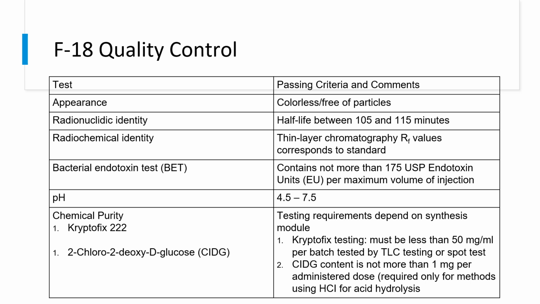The closer that it is to human pH, the better. And then chemical purity is measured one of two ways, either the Cryptofix 222 or the CIDG. And the testing requirements depend on the synthesis module that's used. For the Cryptofix, it must be less than 50 milligrams per milliliter per batch tested. And for the CIDG, the content is not more than 1 milligram per administered dose.